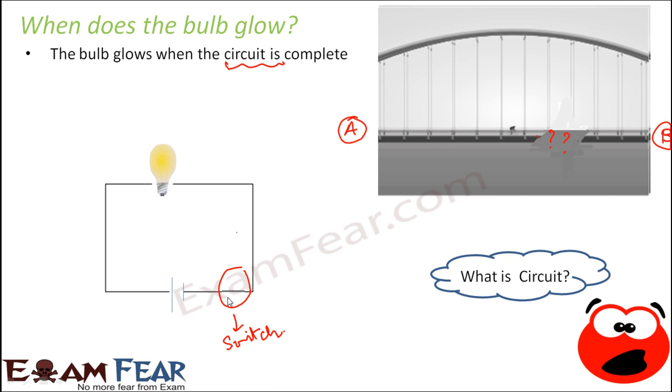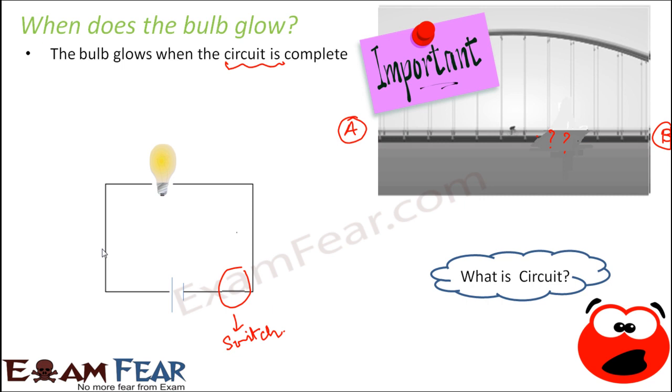In this case, when the switch was off, the circuit was actually broken. So the path was broken, the electrons were not able to move, and that is why the current was not flowing. As soon as we switch it on, the circuit is complete. There is a complete path on which the electrons can move. Therefore it is very, very important that a complete circuit is needed. Only if the circuit is complete, the bulb will glow. If the circuit is not complete, the bulb will not glow.